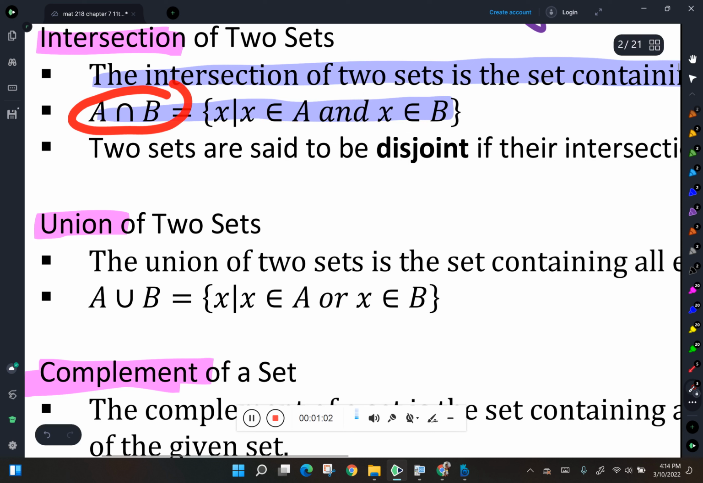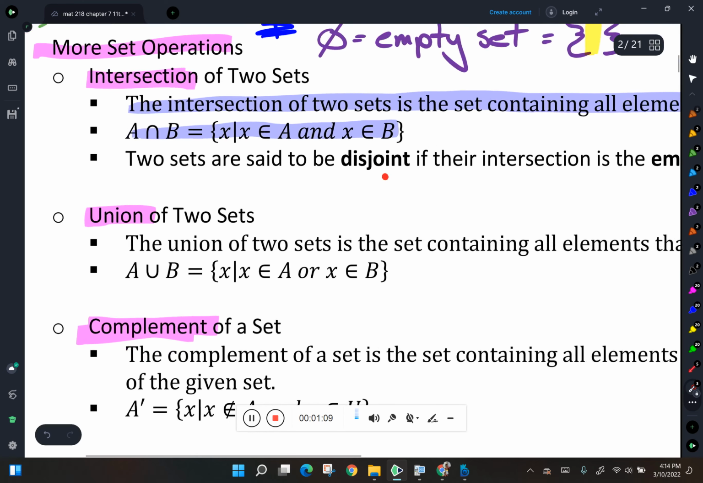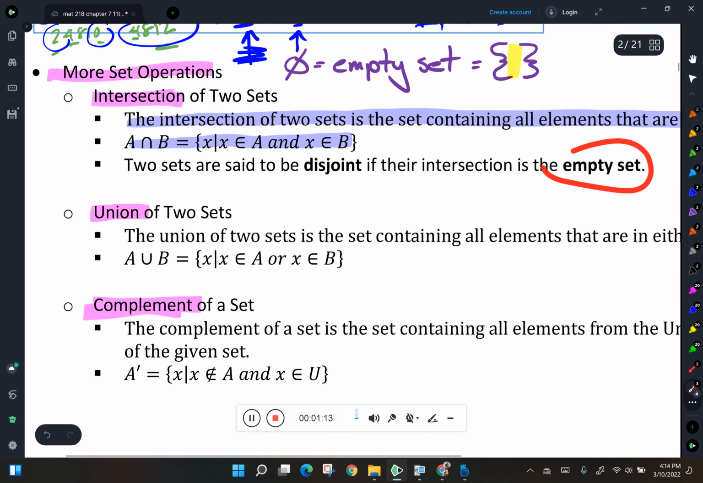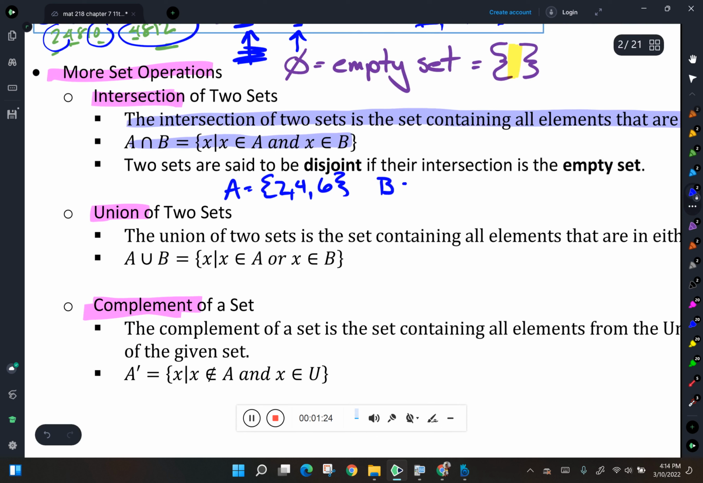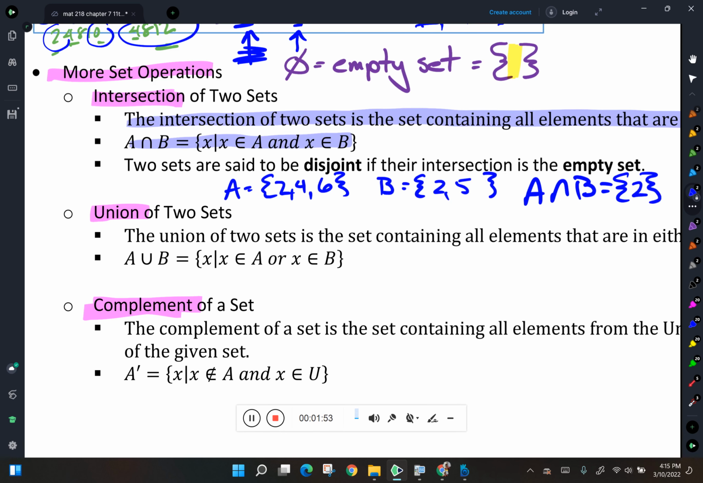Right? If it so happens that you have two sets that have no elements in common, we say those two sets are disjoint. We say two sets are disjoint if their intersection is the empty set. So what I mean by that is if I told you that A was {2, 4, 6} and B was {3, 5, 7}, then A intersection B would be the empty set because they have nothing in common, right? But if I change this problem a little bit and I say that B is the set {2, 5}, then the intersection is just the element 2 because it's the only element that they share.